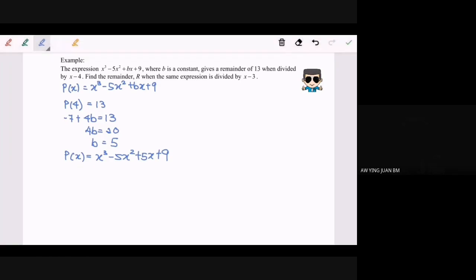The question asks us to find the remainder, denoted as R, when the same expression, which is P(x), is divided by x minus 3. So here I'm going to substitute the value x equals 3 into the expression. So P(3) will be equals to, by using calculator to calculate the situation, we will have 6. So what is the remainder? The remainder will be equals to 6.